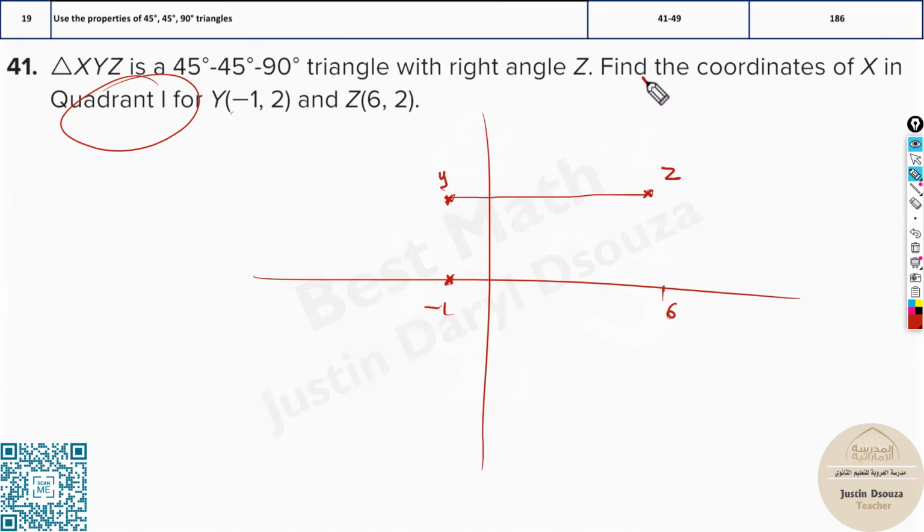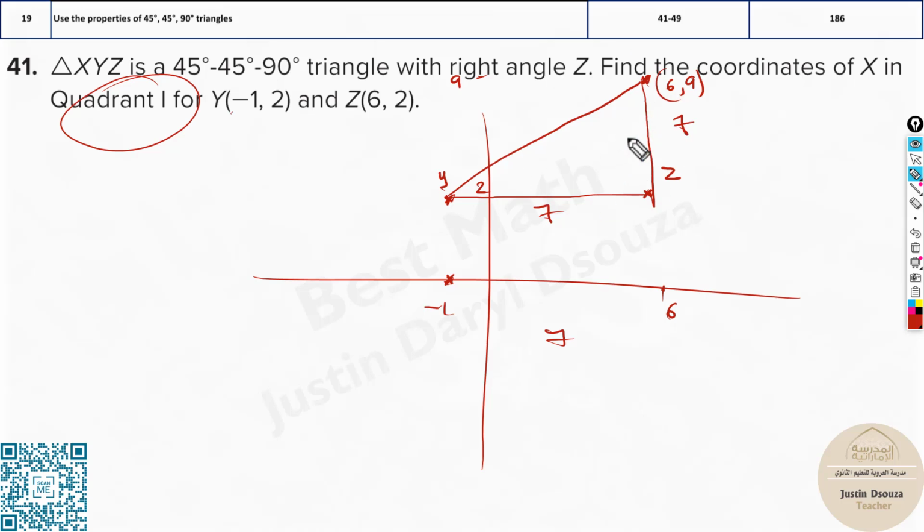So here there must be a point. How much? Can you see this? This distance is total 7. So I have to add 7 over here as well. This and this must be 7. So we know this point over here is at 2, right? 2 plus 7 will be 9. So the y coordinate is 9. What is the x coordinate? It is 6 because it has to be in the first quadrant. So it's 6, 9. And that would be the 45, 45, 90.